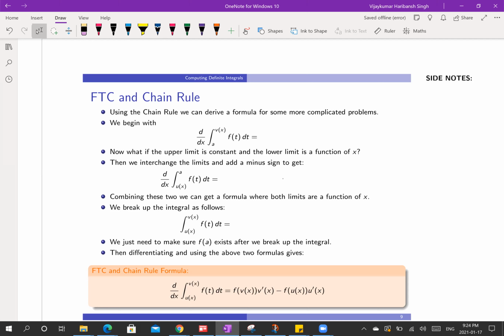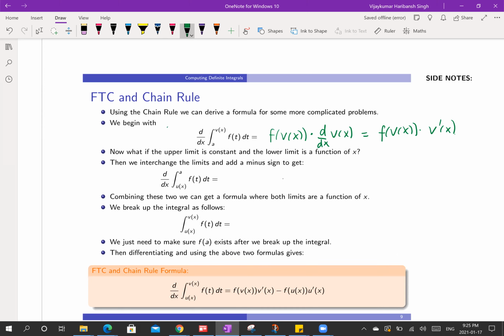So using chain rule, we can derive a formula for some more complicated problems. We have d by dx of the integral from a to v of x of f of t dt. If you recall, this would have been f of v of x according to our fundamental theorem, but you get an extra multiplication by d by dx of v of x. This is a consequence of chain rule and the fundamental theorem of calculus too. And this can be written as f of v of x times v prime of x. So this is the rule we are going to use further on.